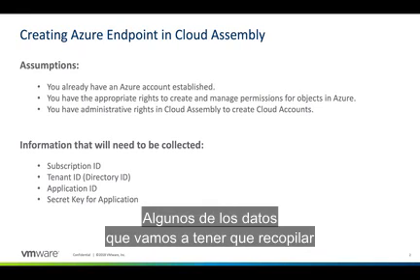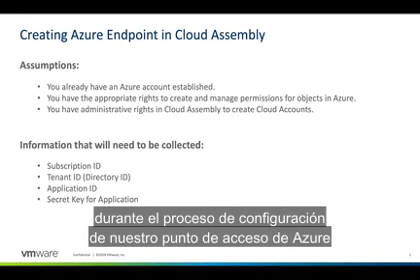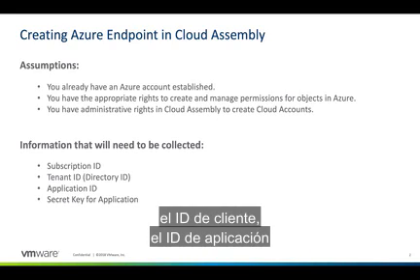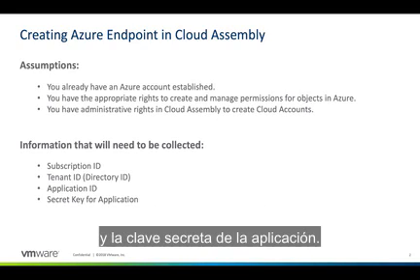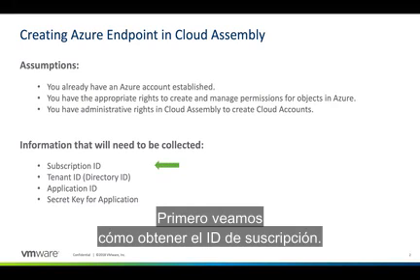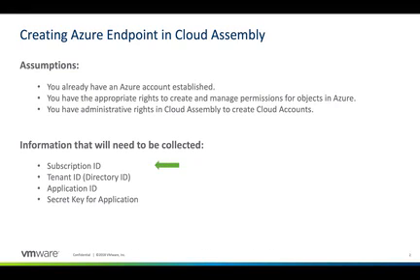So some of the information that we're going to need to collect as we're setting up our Azure endpoint directly from Azure are the subscription ID, the tenant ID, and the application ID, and then the secret key for the application. First, let's look at how we get the subscription ID.